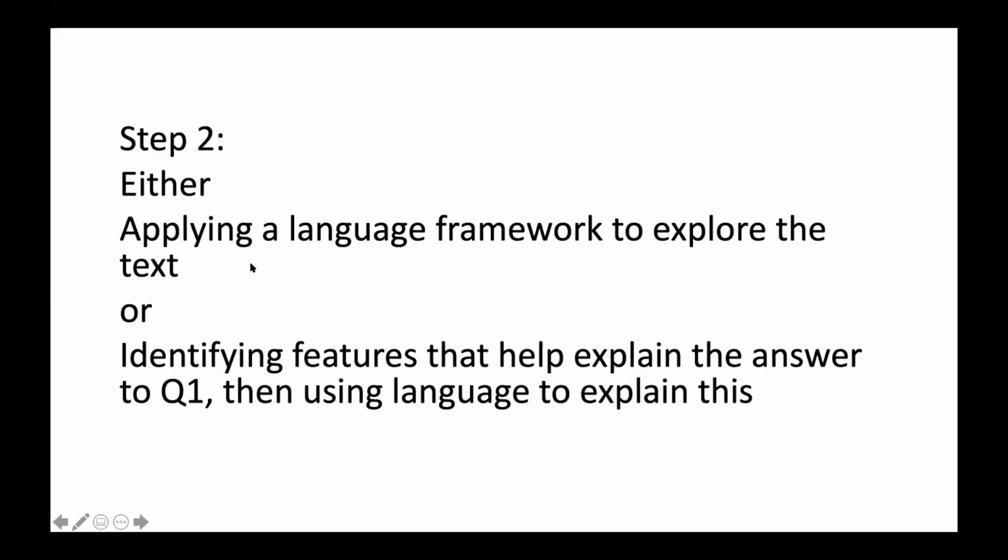So, as I say, as a second step, we look at the language of the text. But this can take place in two different ways. So this might involve either applying a language framework to explore the text, or it also might involve simply identifying features that actually help students explain their answer to the question that you've just asked them, the general question, and then using the language to help explain this. So for instance, how does the poem make you feel, and why might this be in terms of the language?